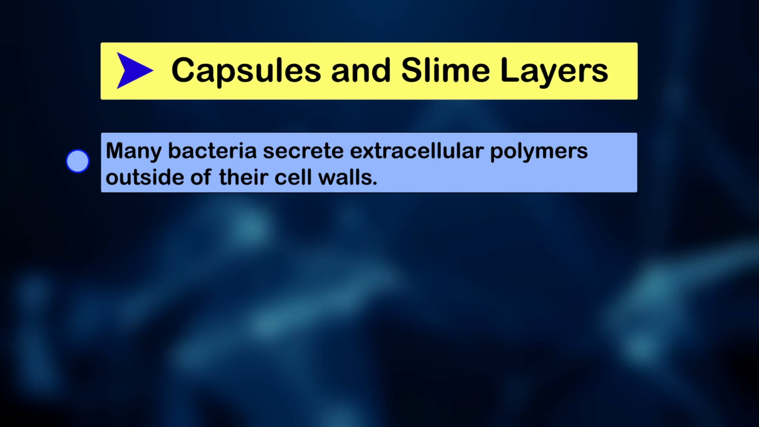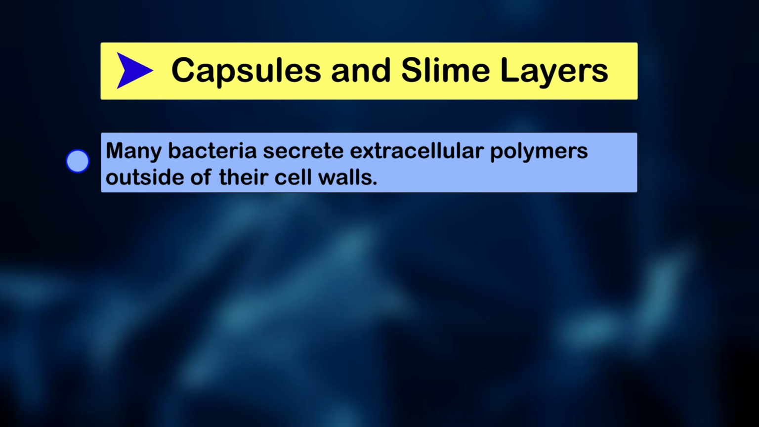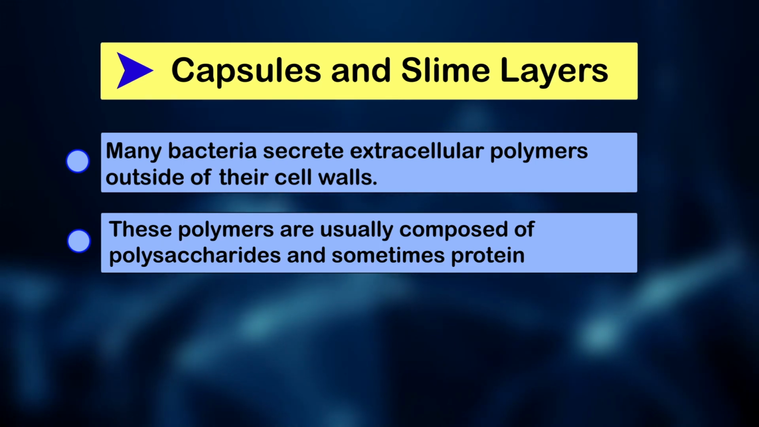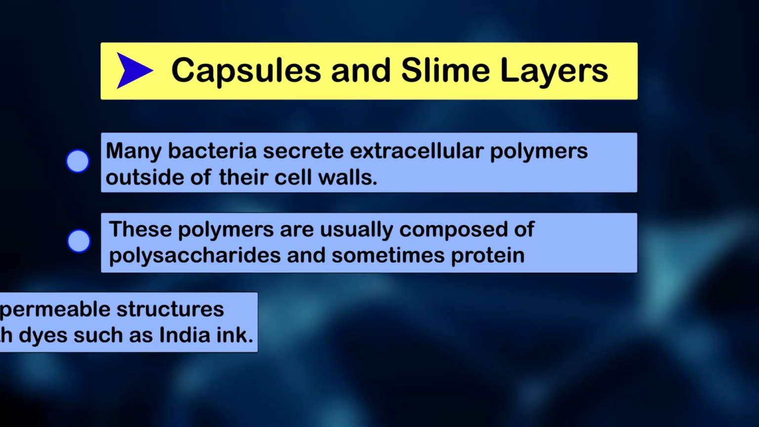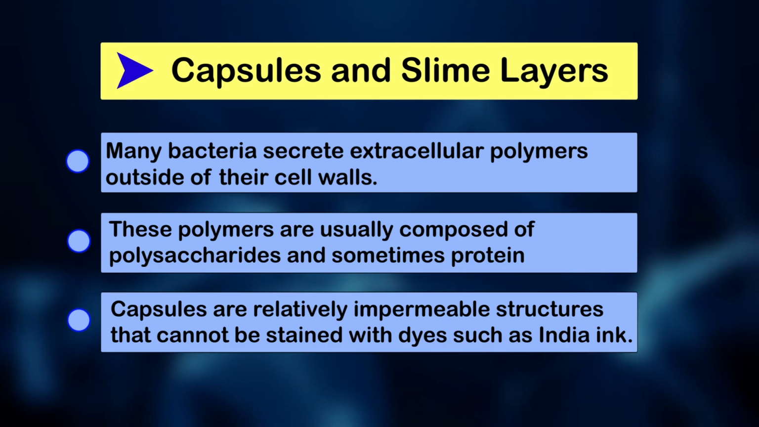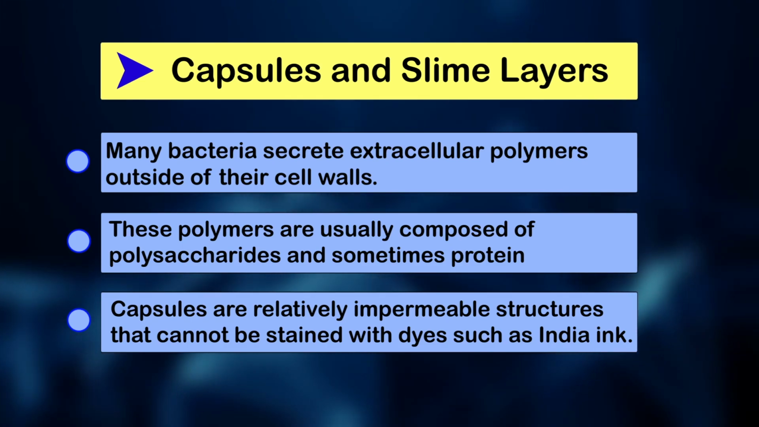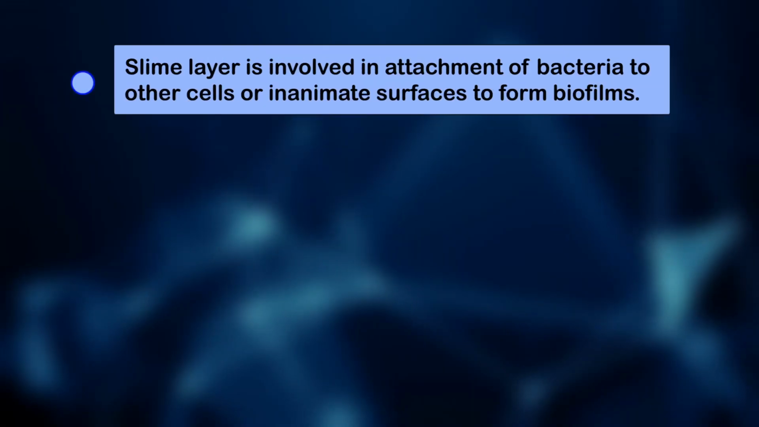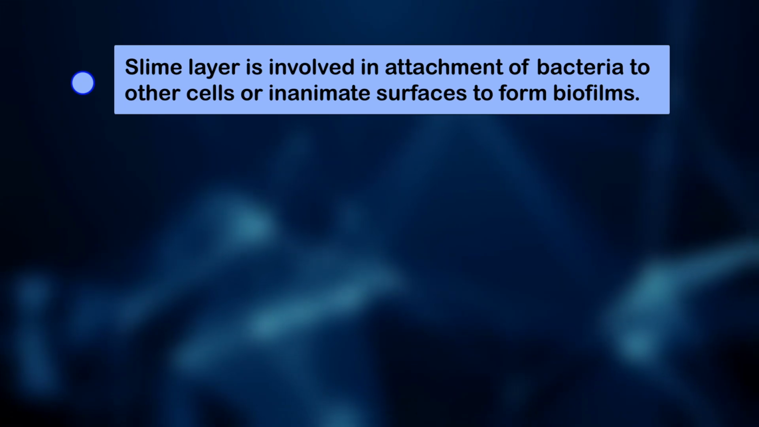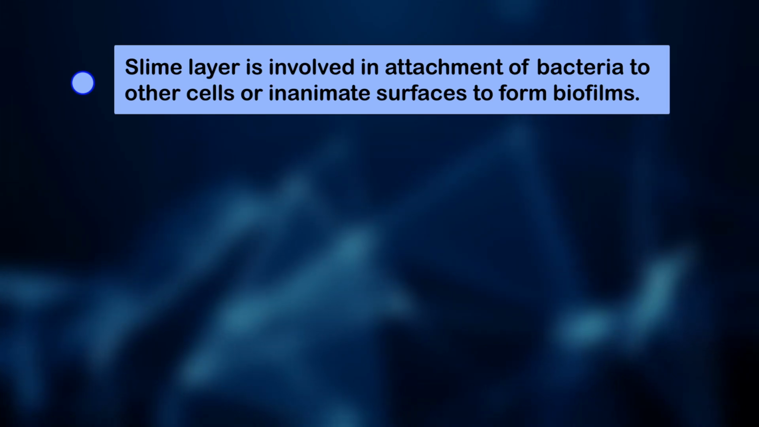Many bacteria secrete extracellular polymers outside of their cell wall. These polymers are usually composed of polysaccharides and sometimes protein. Capsules are relatively impermeable structures that cannot be stained with dyes such as India ink. They are structures that help to protect bacteria from phagocytosis and desiccation. The slime layer is involved in the attachment of bacteria to other cells or inanimate surfaces to form biofilm.